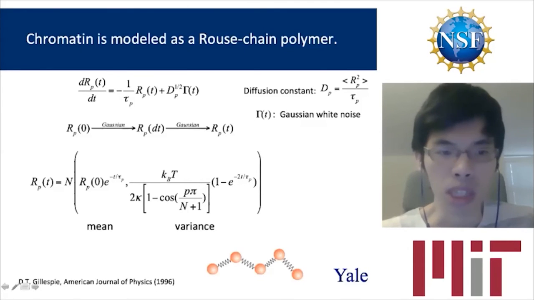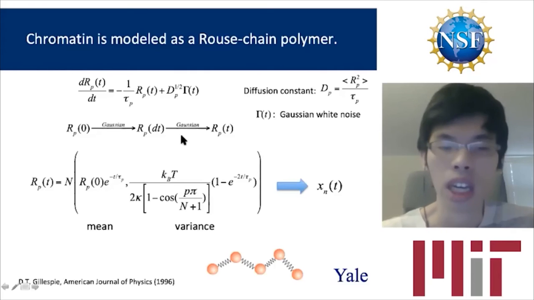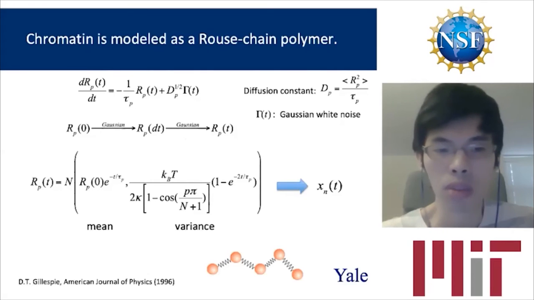The variance term here can be obtained by using the equipartition theorem. After that, we convert the coordinates back to the real space. So this method enables us to simulate exact polymer trajectories without any approximation. Also, the time interval dt can be arbitrary, so it makes it possible for us to incorporate the time series from the loop extrusion into this polymer simulation.